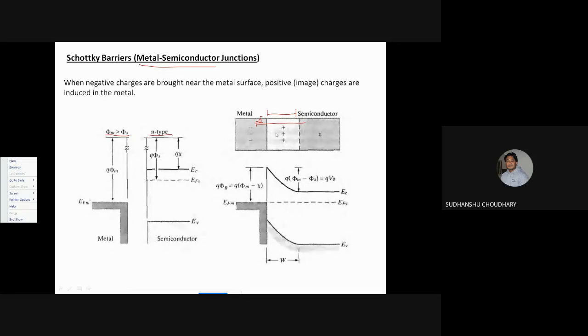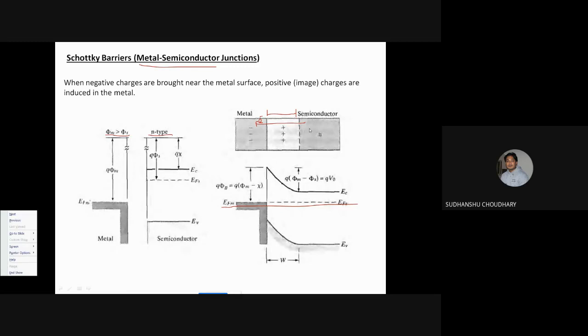Now because of the positive and negative charges at the junction, you have a barrier. Since the Fermi level has now aligned, the Fermi level is constant throughout the device. Because of this Fermi level alignment, because of the movement of electrons from the N-type to the metal side, a barrier is created at the junction. So the electrostatic barrier, qV naught, is equal to q(phi m minus phi s), the work function difference between the metal and semiconductor. So this much barrier is created for the electrons from the N side to the metal side.